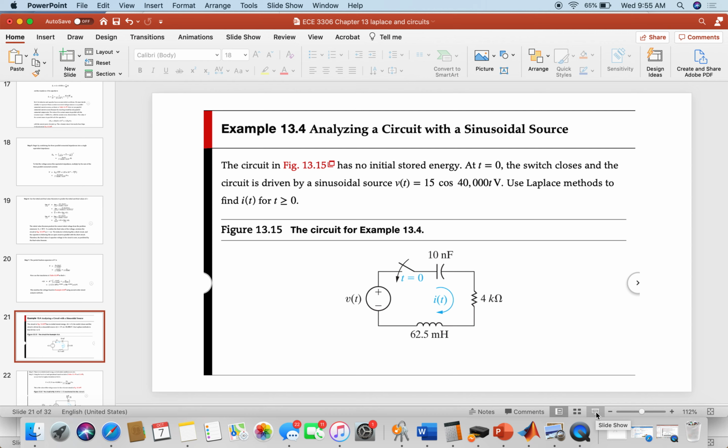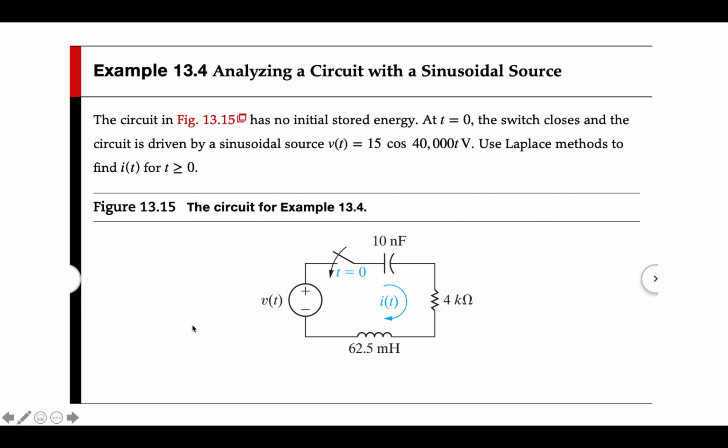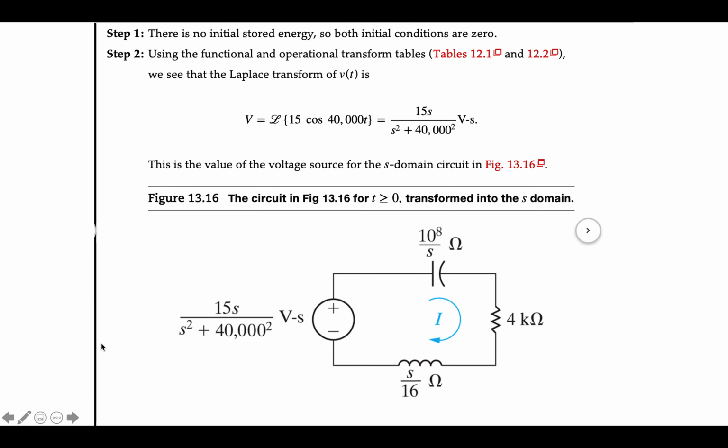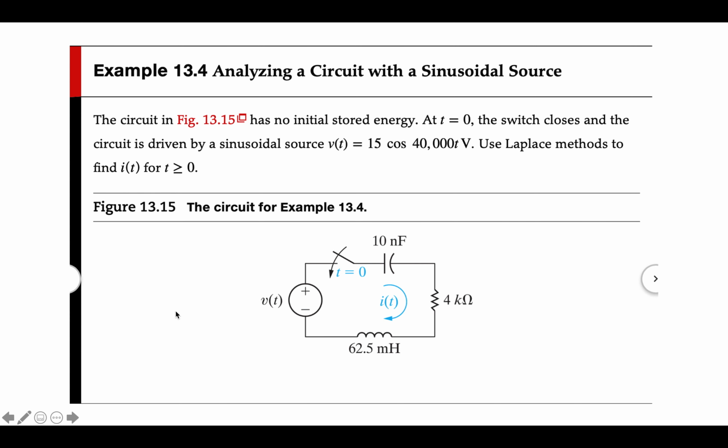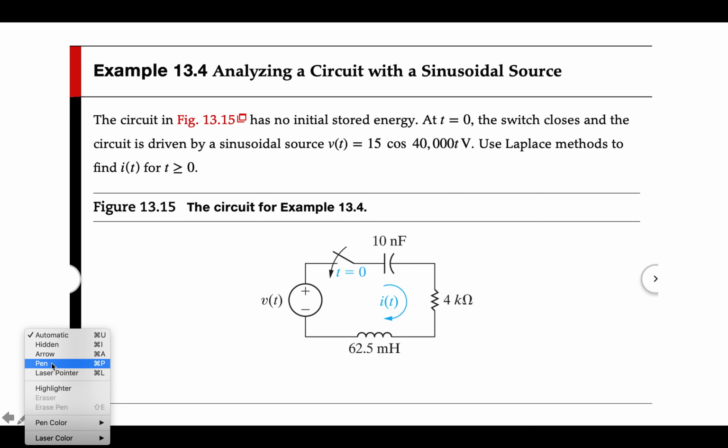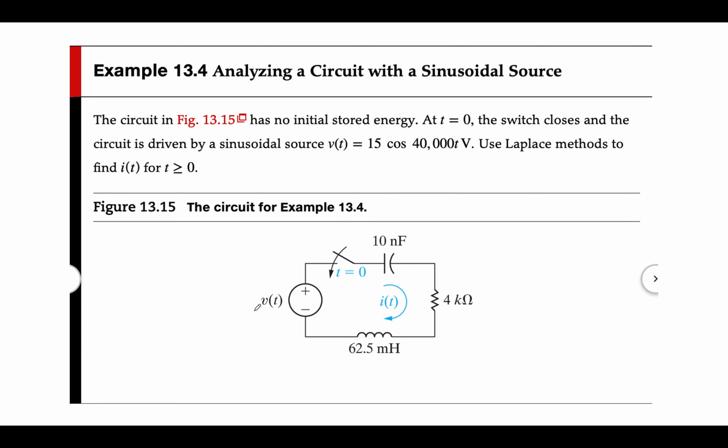So first of all, we're told that all of the initial conditions are 0. So in other words, we have no initial stored energy. That means the initial voltage on the capacitor is 0 and the initial current through the inductor is 0. We have a sinusoidal voltage source that is switched onto the circuit at t equals 0. So we will be able to do the Laplace transform of the sinusoidal source because it is switched on at t equals 0. So that is this source right here.